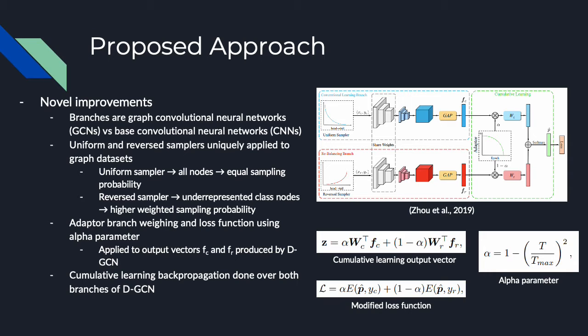Since the original bilateral branch network was configured as a convolutional neural network, the main challenge we faced was figuring out the best way to adapt the reverse sampling technique for graph network data. Since observations in network data are not independent, we chose to include any edges between resampled nodes that were present in the original graph, and omitting edges between unsampled nodes. In our model, we also use cumulative learning backpropagation over both branches.